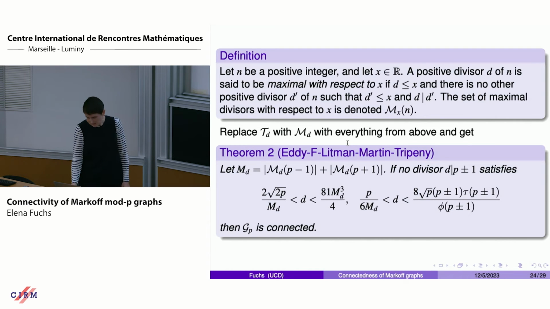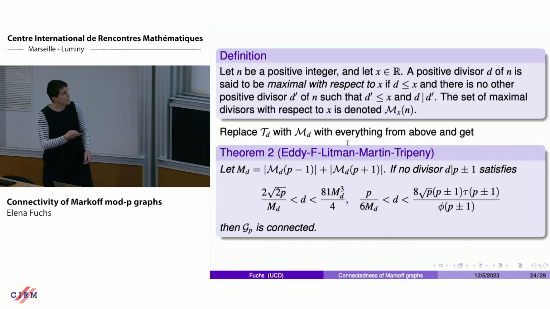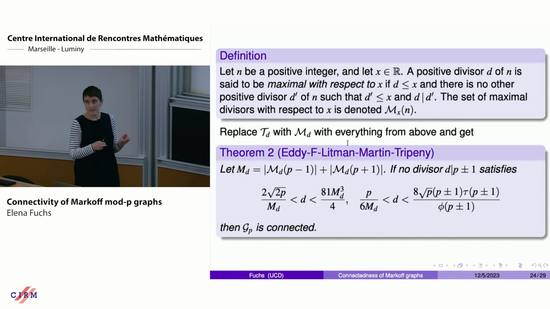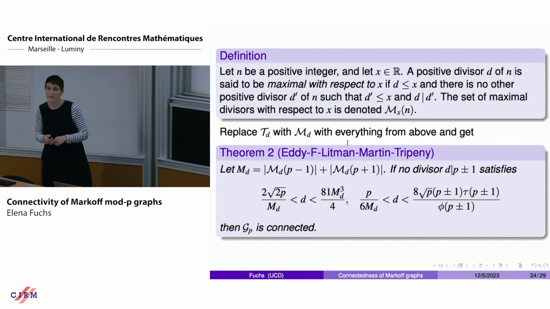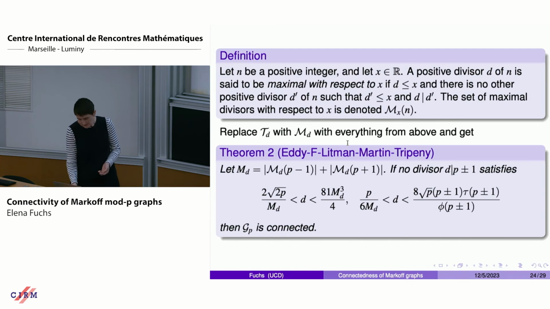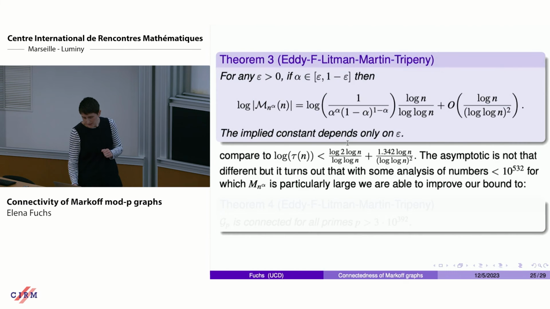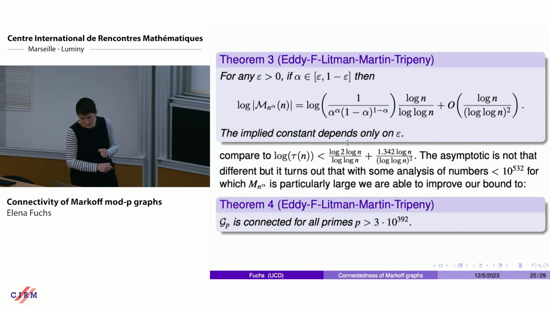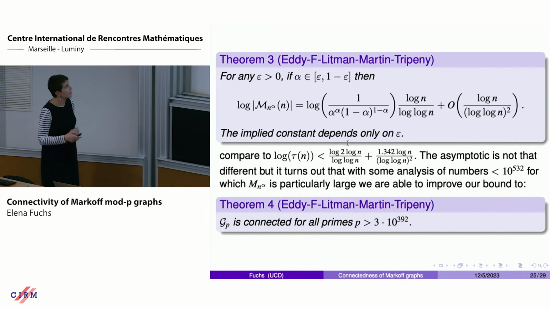Okay. So this criterion actually helps us. If you actually use this criterion on your computer, it helps you find a lot more graphs G_p which are connected for smaller primes p. And it allows us to lower that bound of 10 to the, what was it, 500 something, down a bit to 10 to the 392, roughly, 3 times 10 to the 392.